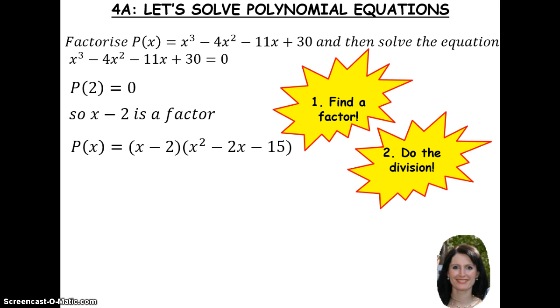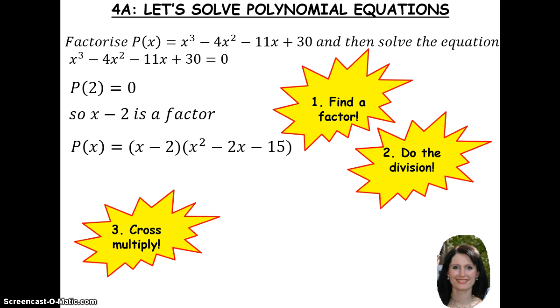We've found one factor, and we've found a quadratic factor. We want to find linear factors. We need 3 of them in total. Let's now cross multiply with our x squared minus 2x minus 15. By doing that, we get x minus 5 and x plus 3 being our two linear factors there. We already have x minus 2, meaning that our three linear factors there are x minus 2, x minus 5, and x plus 3. We're not quite there.